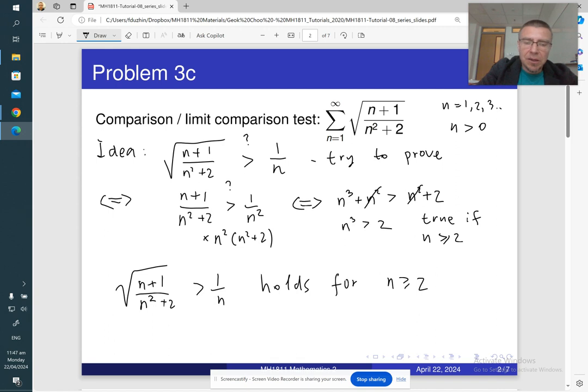And since the summation of 1 over n diverges, these are terms of a divergent series. If you want, you can change the starting index 1 to 2, since our inequality is only true starting from the second term. So this series diverges. It means that the original series also diverges.